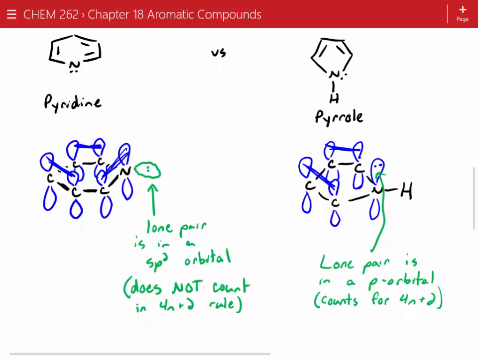Both of them have 6 pi electrons. The difference between pyridine and pyrrole is pyridine has 6 pi electrons that are already due to the double bonds. So each double bond has 2 pi electrons. Whereas when we look at pyrrole, we've got 2 double bonds and 1 lone pair. So each double bond counts for 2, and the lone pair counts for the remaining 2. They both have 6 pi electrons. All right, now let's take this one step further and look at one that's even crazier.